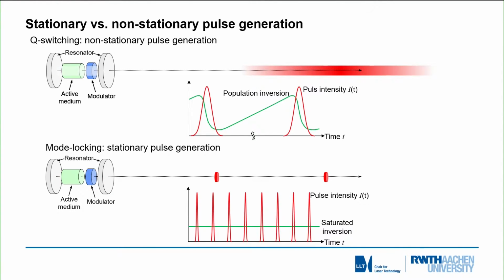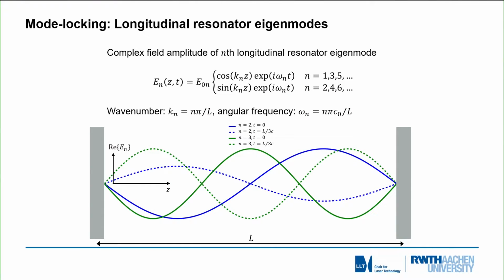So as a consequence, we now will have a saturated constant inversion, and a modulation which allows the laser pulses to be outcoupled in a continuous, quasi-continuous mode with a separation which corresponds to the round trip time of the resonator. How do we do that?